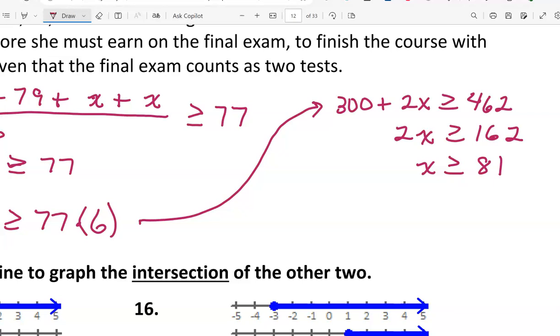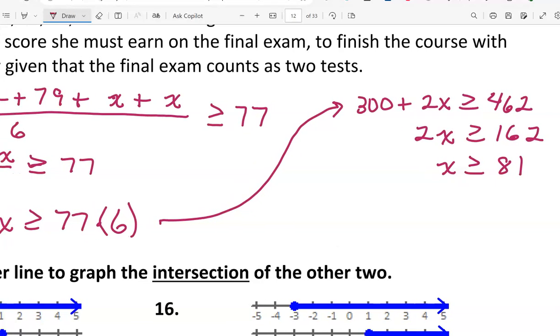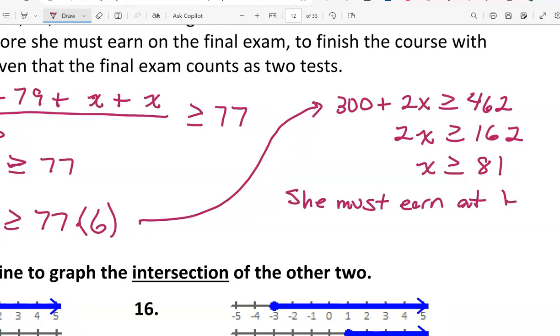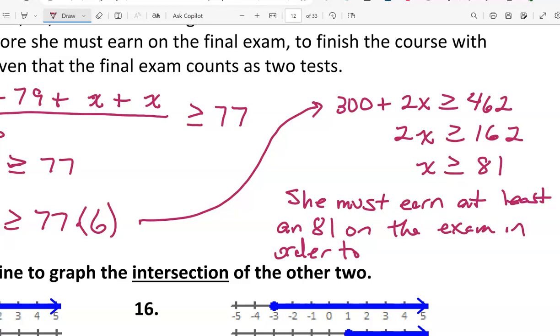I'm going to answer this in sentence form. She must earn at least an 81 on the exam in order to finish with at least a 77.